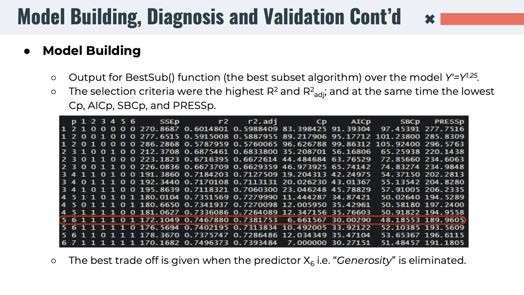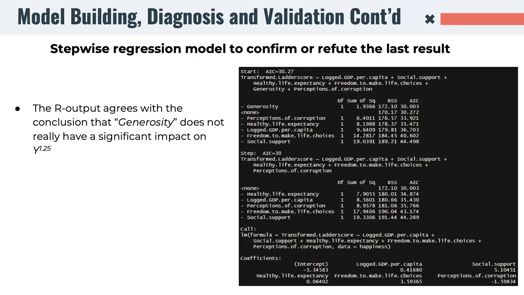Next, we check for important predictors in our model. So we run a regsubsets function in R, and we find out that predictor number 5, generosity, is not important in the model. We check that with the lowest Cp, AIC, SBC, and PRESS. We confirm the non-importance of the predictor generosity with a stepwise regression model.